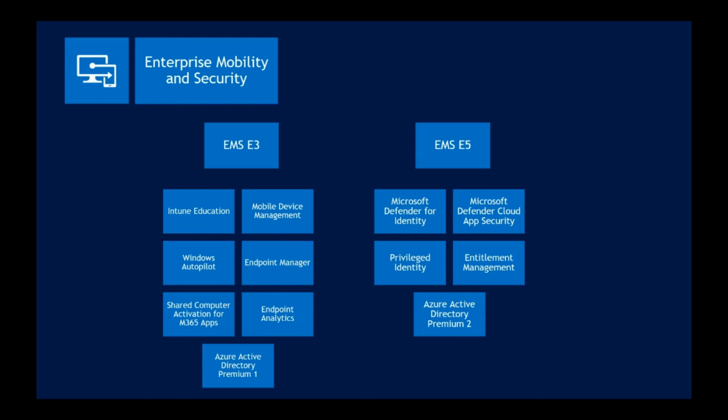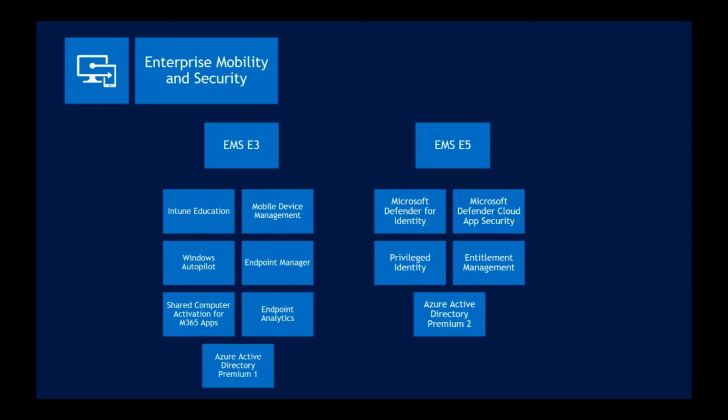But we can also do our MDM. That's already there as part of the existing A1 license. But we've also got our Windows Autopilot. We've got our Endpoint Manager. We can go off and use certain features around shared computer licenses and activating those Word, Excel, PowerPoint that we need to install on the desktop. But the key thing here also, and a big feature that people like, is around this Azure Active Directory Premium.